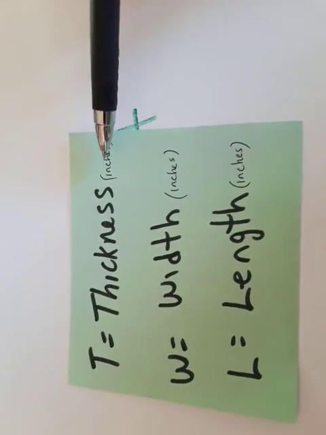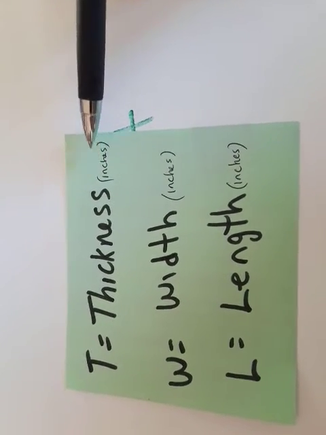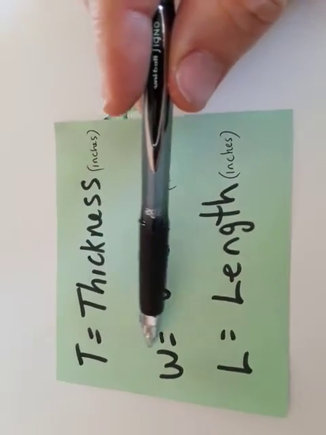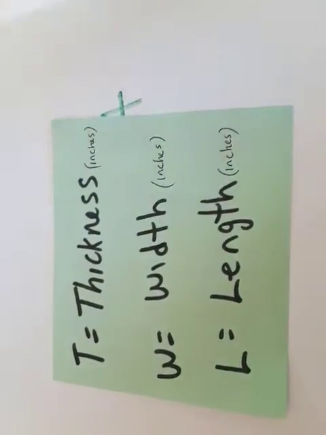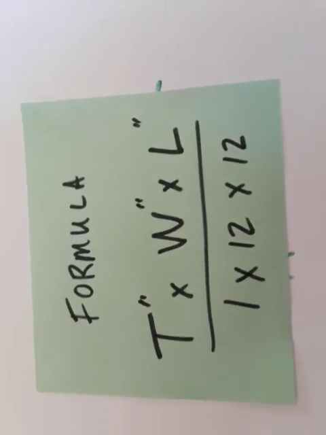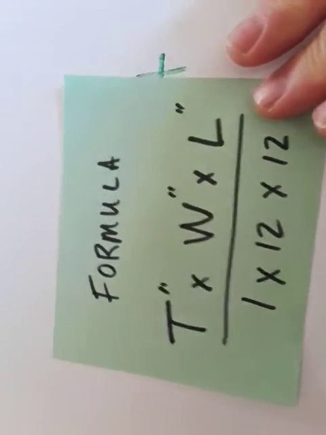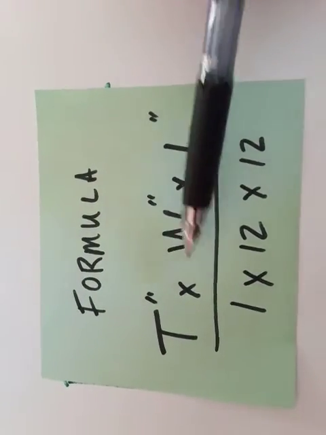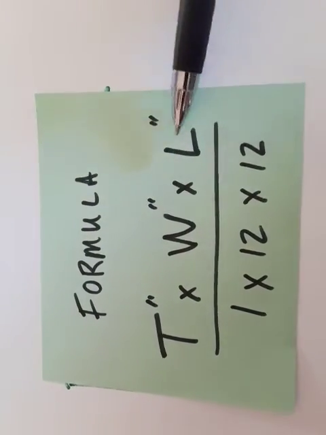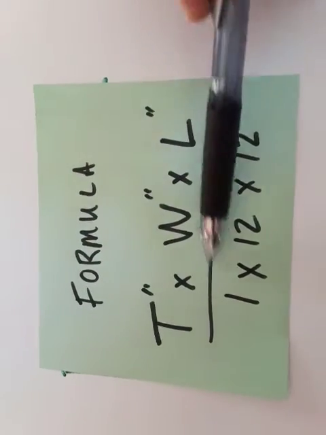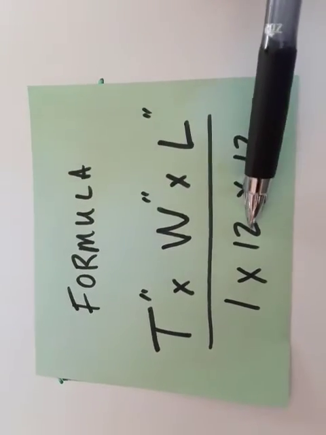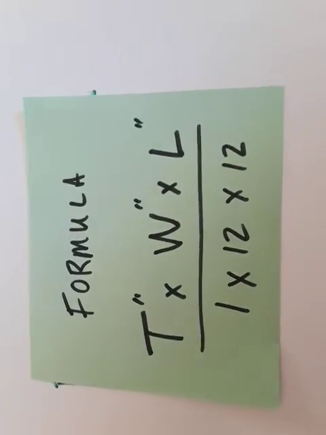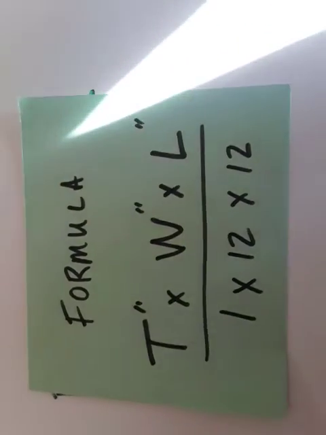When we make measurements with board feet, we are going to do that in inches. So you're going to see those symbols T, W, and L. Take a look at this formula. Go ahead and write this down. Here's our formula: T thickness times W width times L length, in inches, divided by 1 times 12 times 12. That's our formula, so write that down. We need to have that for later.